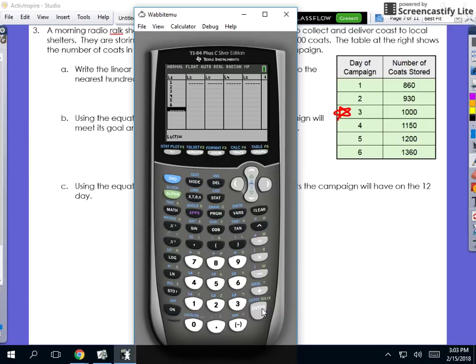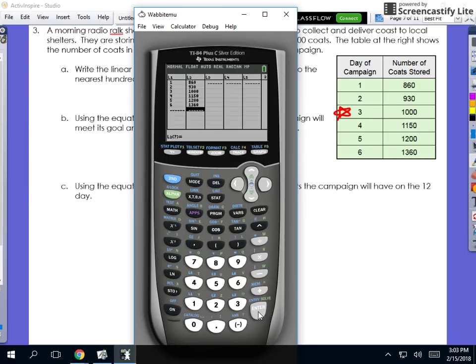And then our number of coats would be 860, and 930, and 1,000, and 1,050. Sorry, excuse me, 1,150, 1,200, and last but not least, 1,360, it looks like. Okay.